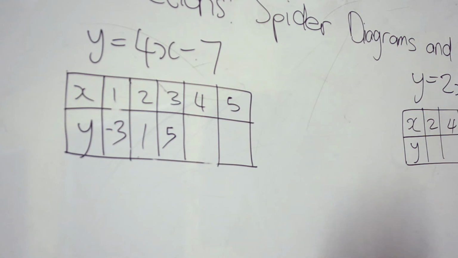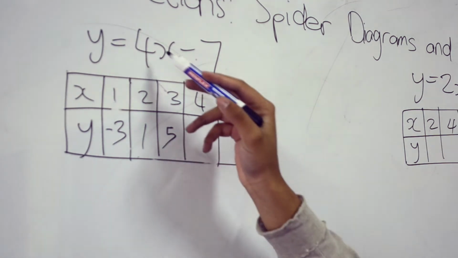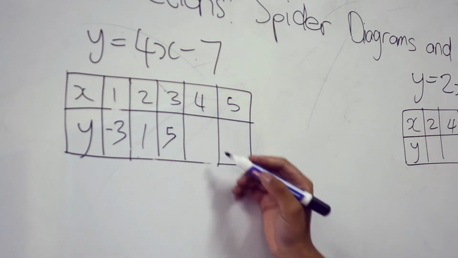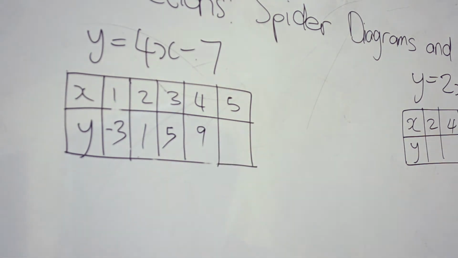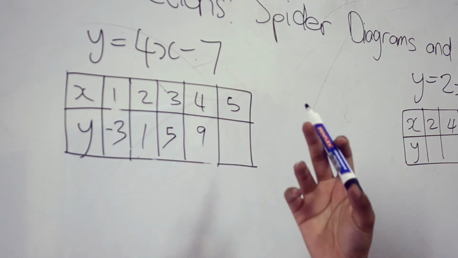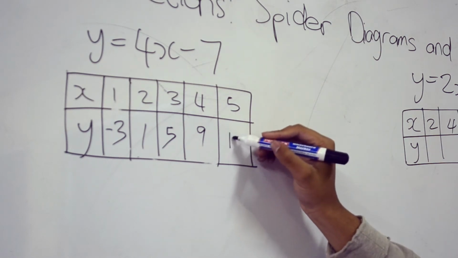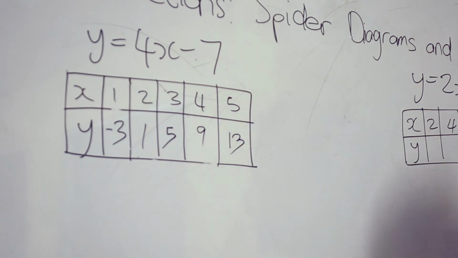Then looking at our next one with 4, we have 4 multiplied by 4, which gives me 16. 16 minus 7 then gives me 9. And our last one over here, we have x being 5. So we'll say 4 multiplied by 5, which gives me 20. And then 20 minus 7 gives me 13 over there.